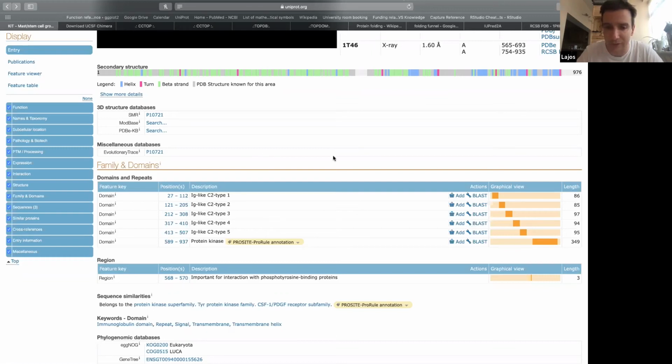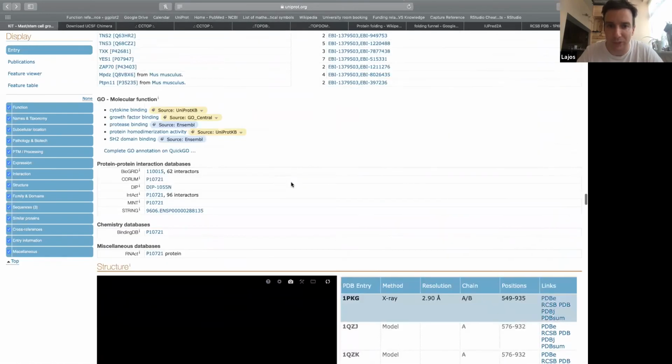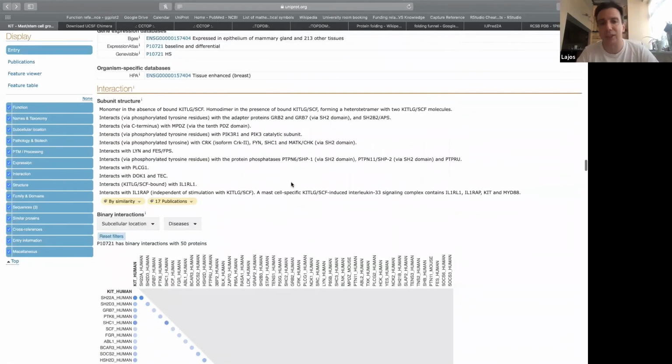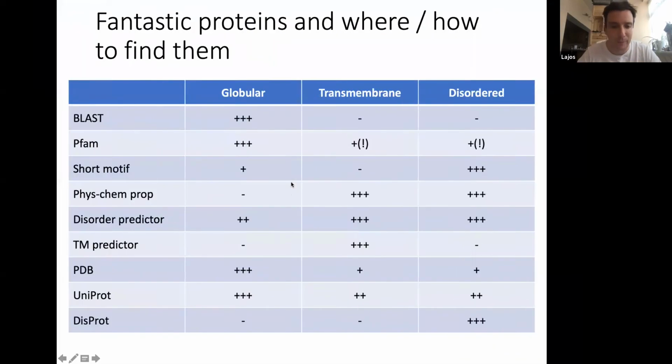But I also have to point out, it's very important that UniProt is using predictions many times as well. So don't always believe everything UniProt says. Usually they say here if it's a well-known structure or if it's just a prediction, then you will see. And if it's something like a prediction, then you have to handle it like that.